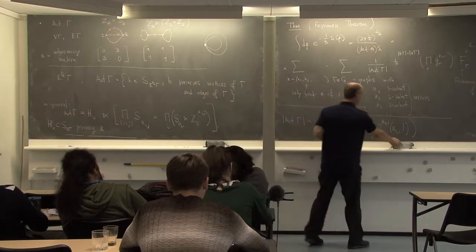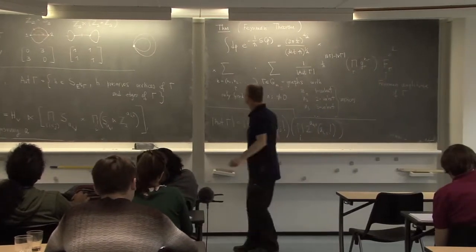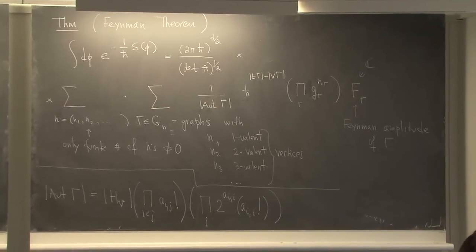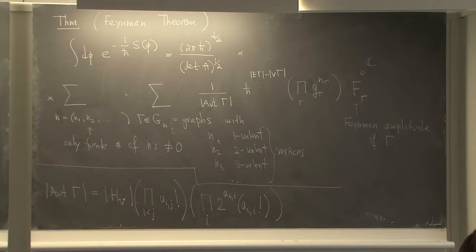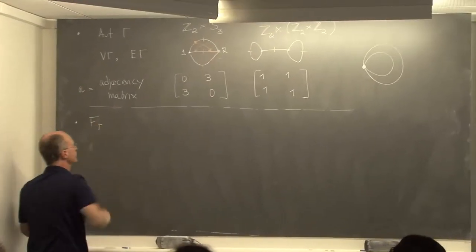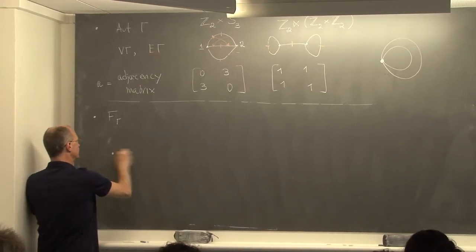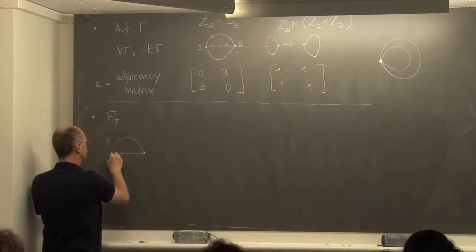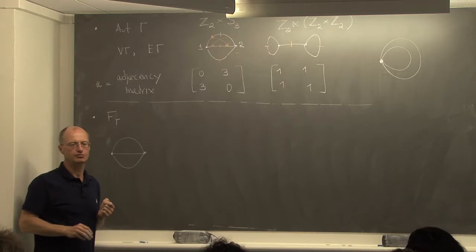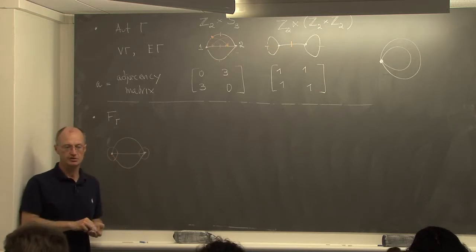Okay. Very well. So let me speak a little bit about this F gamma. So what is F gamma? We're given a graph. For instance, take this graph. Let's first consider the set of vertices. So here we have two 3-valent vertices.